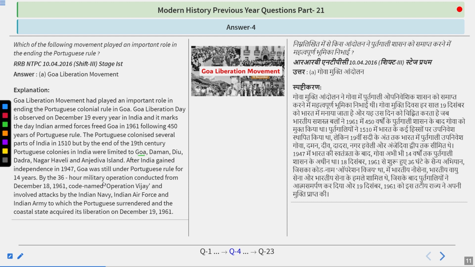There was a 36-hour military operation conducted from 18 December 1961, codenamed Operation Vijay, and it involved attacks by the Indian Navy, Indian Air Force, and Indian Army, to which the Portuguese surrendered, and the coastal state acquired its liberation on December 19, 1961. So do remember, the answer is Goa Liberation Movement.